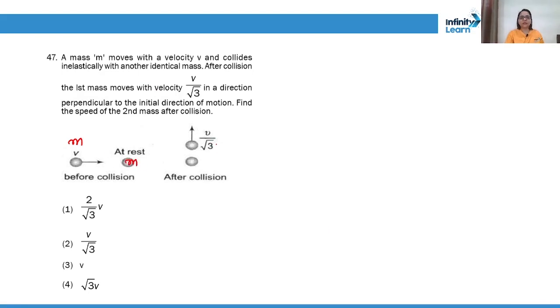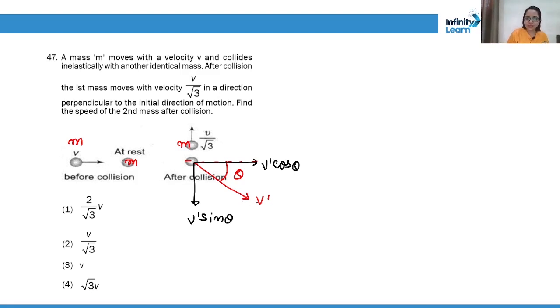After collision, the first mass moves with velocity v by root 3 in the direction perpendicular to the initial direction. Find the speed of the second mass after the collision. So let's say the second mass is moving with velocity v dash in this direction with some angle theta with the horizontal. So this component will be v dash cos theta and this component will be v dash sin theta. So initial momentum along x-axis should be equal to final momentum along x-axis, and initial momentum along y-axis should be equal to final momentum along y-axis, right?